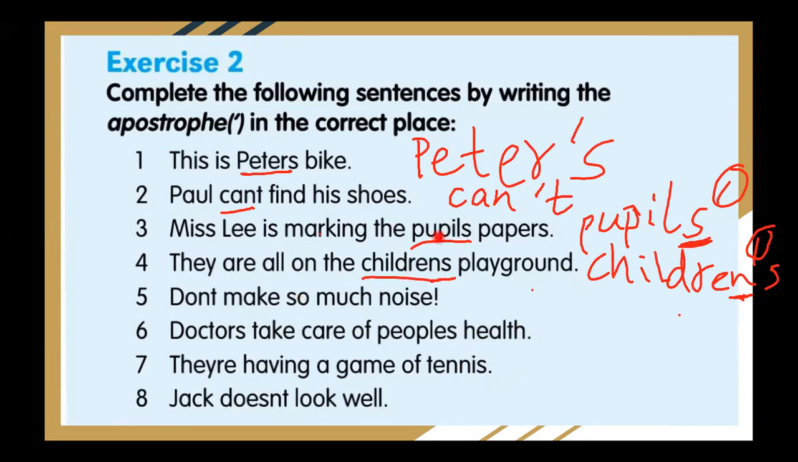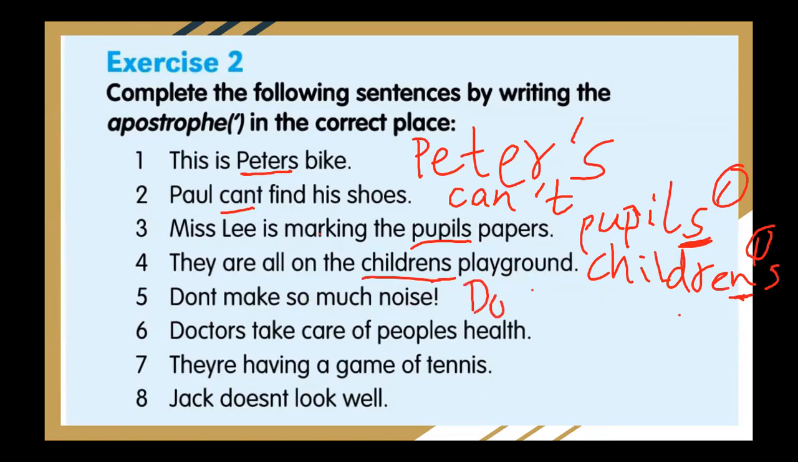First find out with the continuation word whether it is singular or plural, and whether it's ending with S or not ending with S. Then apply the apostrophe S rule. Don't make so much noise. Now tell me, where should the apostrophe come over here?